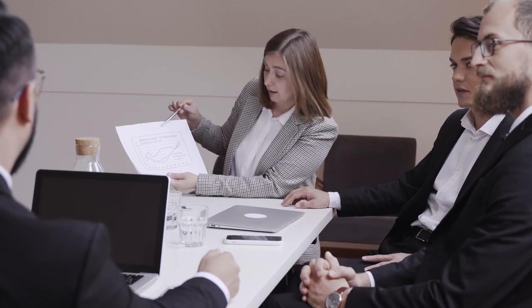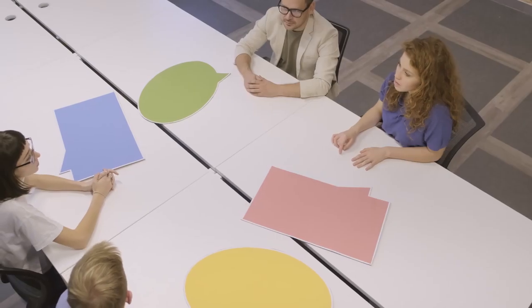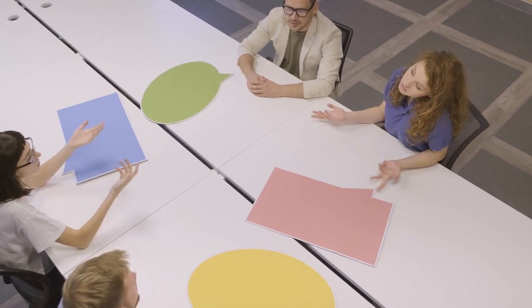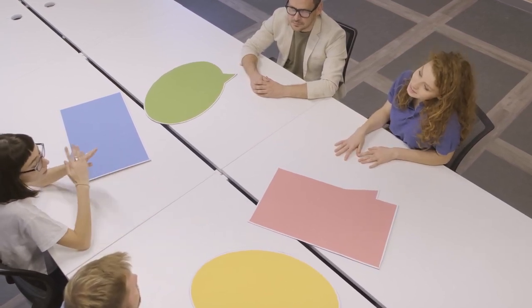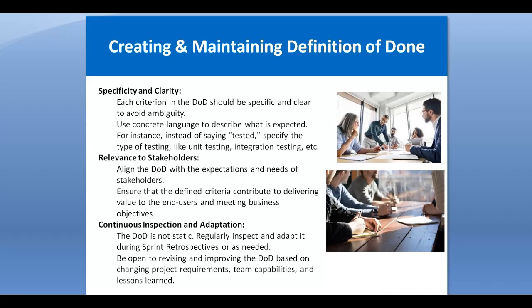Continuous inspection and adaptation means that a definition of done is not a static thing, it is not a scenario where it is only created one time. It is regularly inspected, adapted and changed during the sprint retrospective or as needed. We know that in the sprint retrospective we review the work which has been completed in the sprint review meeting, and by reviewing and improving the definition of done based on changing project requirements, team capabilities and lessons learned, this is very necessary here as well.